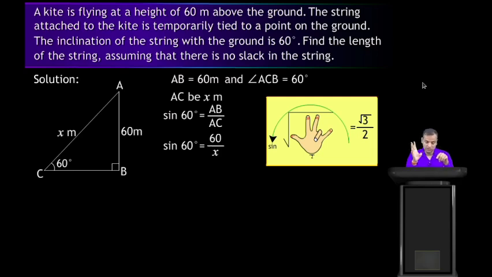We know this is 0, 30, 45, 60 and 90. So this is 60. Now from here how many fingers are there? 3. So put root 3 divided by 2. So this is our answer.